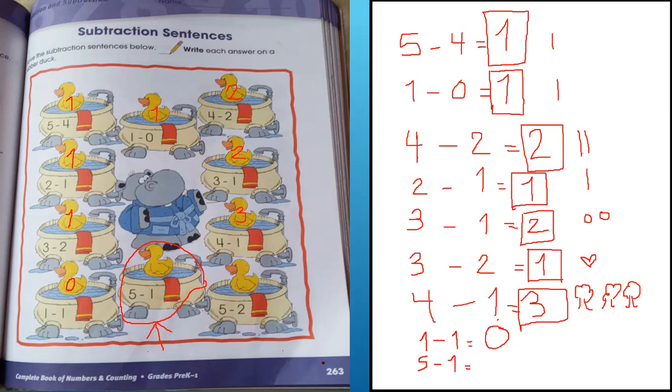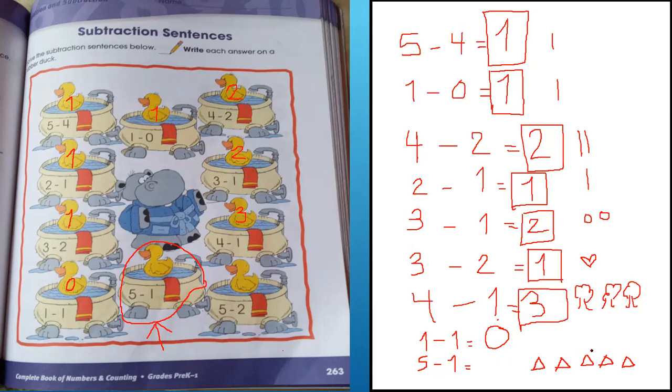Okay? Five minus one. So you can draw a triangle. One triangle. Two triangles. Three triangles. Four triangles. And five triangles. Then you have to take away. Yo hice círculos. Excellent, very good.